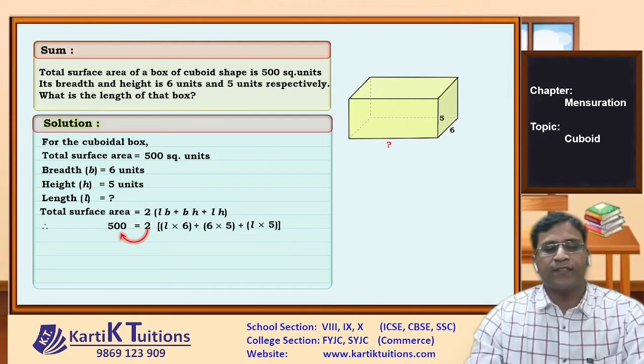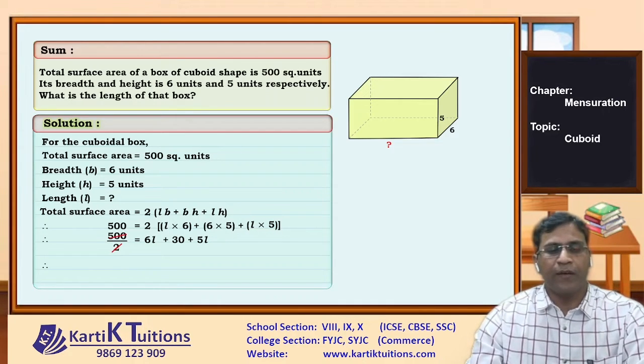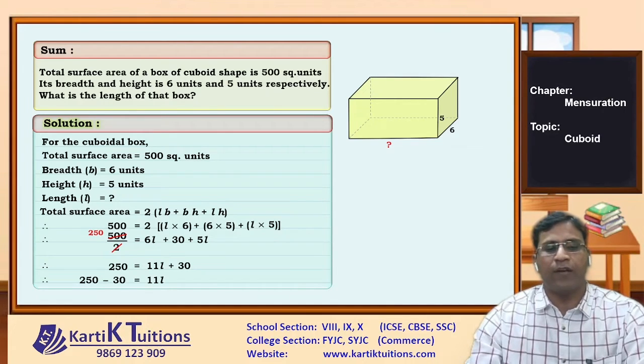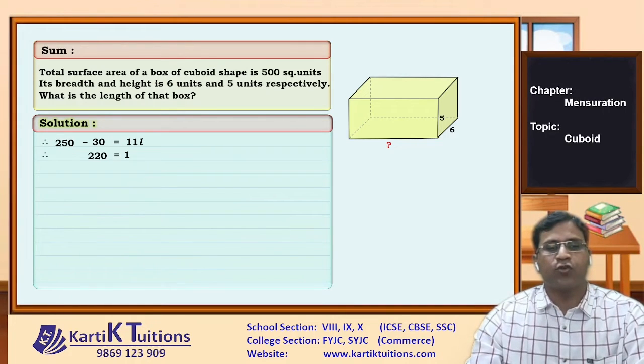Now this 2 will go on that side of the equal to sign, so it will become 500 upon 2 is equal to. Now L into 6 becomes 6L plus 6 into 5 becomes 30, so it is plus 30, and 5 into L becomes 5L, so it is plus 5L. Now when we simplify this, we get 250 is equal to, now see, 6L plus 5L will become 11L plus 30. Now 30 will go on the left hand side. It will become 250 minus 30 is equal to 11L. Now 250 minus 30 gives us 220. So it is 220 is equal to 11L.